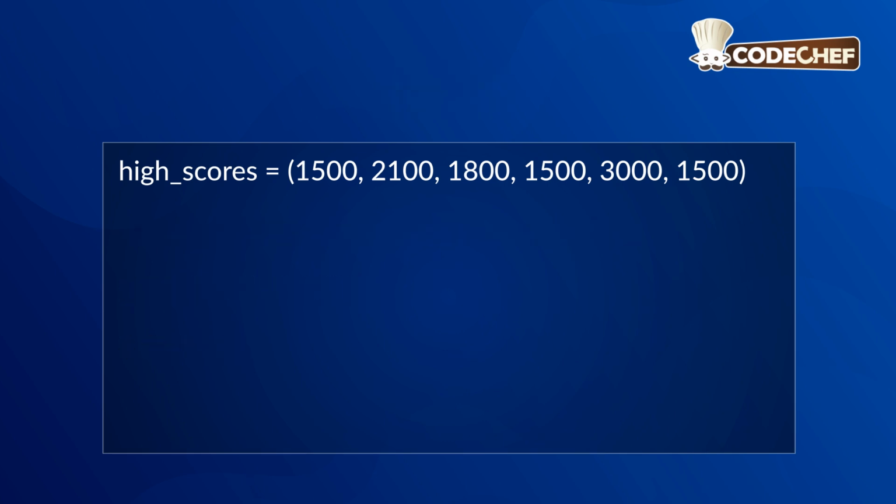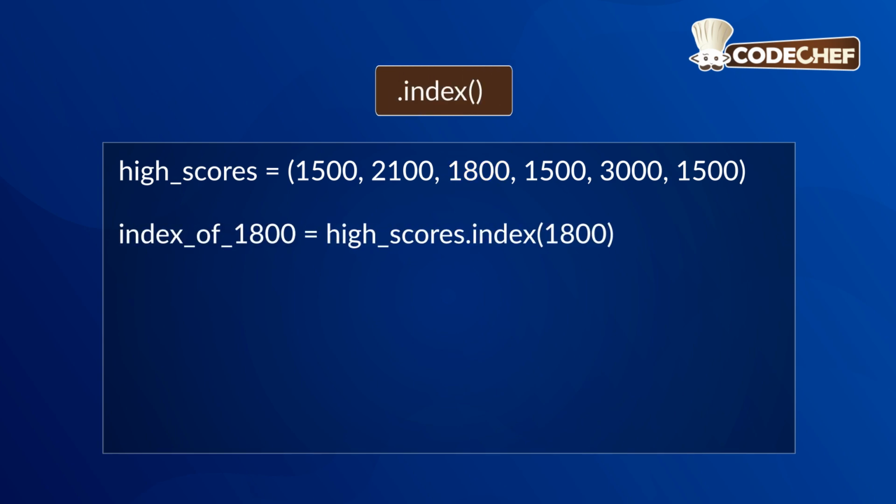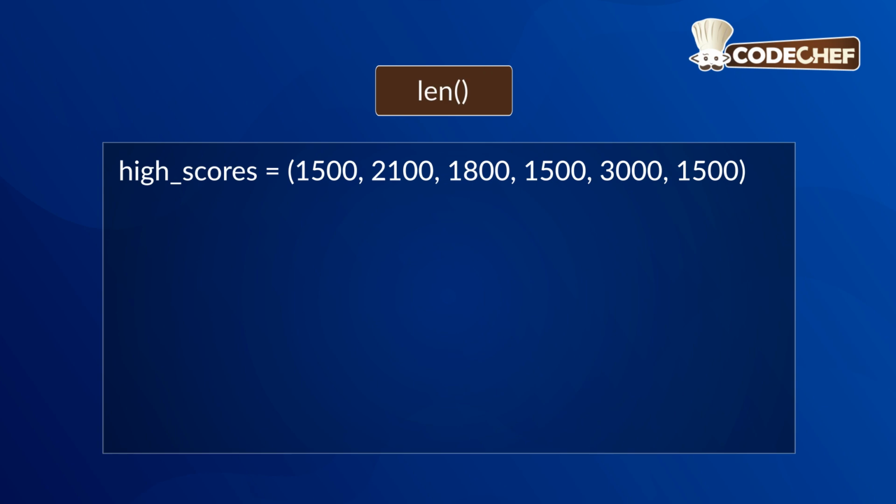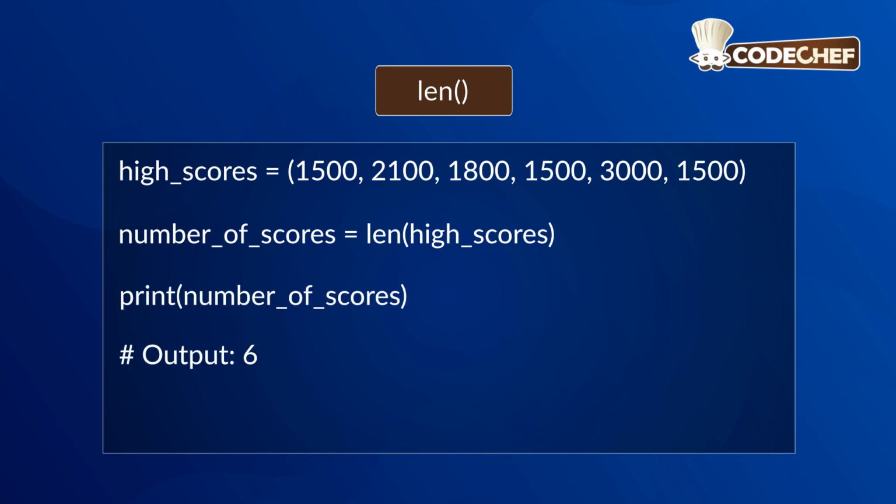Next, we can find the position of the first player to get a score of 1,800 with the .index method. We call highscores.index(1800). This method searches through the tuple and gives us the index of the very first time it finds the value 1800, which is 2. This value is then stored in the index of 1,800 variable and printed. Now, let's use the len function, which tells us how many scores are in our tuple. When we call len(highscores), Python counts all the items and returns the total number, which is 6.